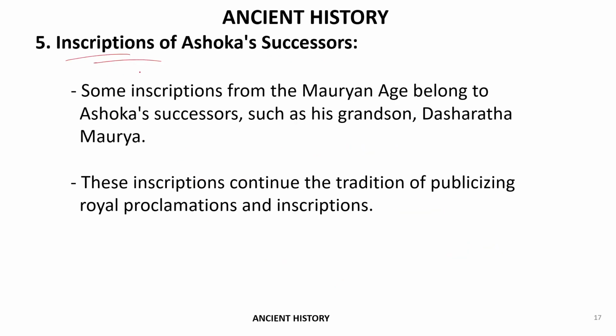The inscriptions of Ashoka's successors. What do you mean by the successor? The descendants. Okay. If this is a person, the persons who were there before him were the ancestors. The persons who will be there after him are the descendants.